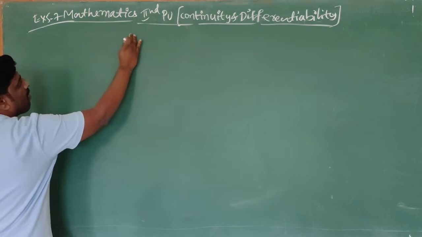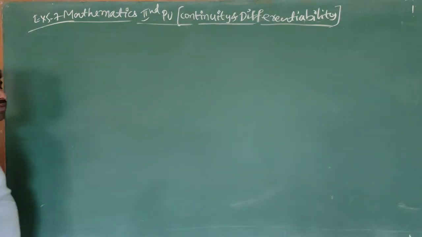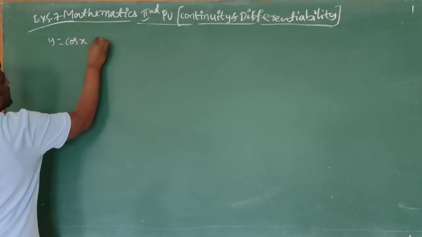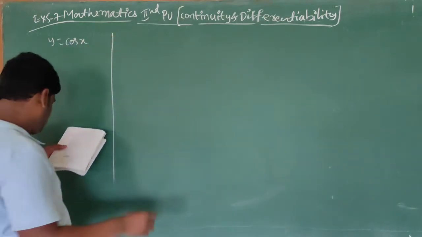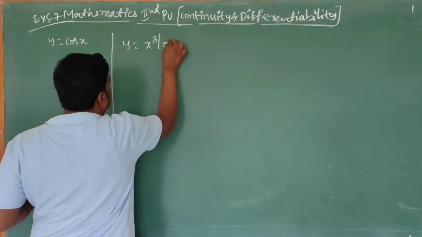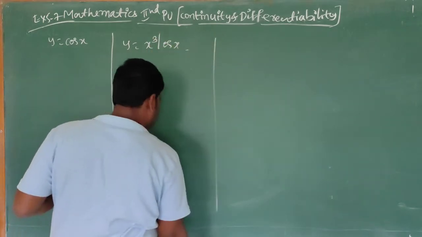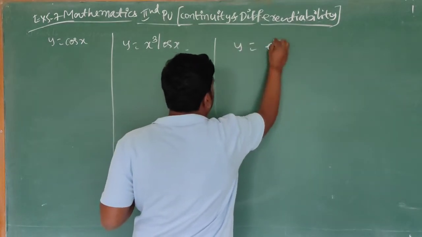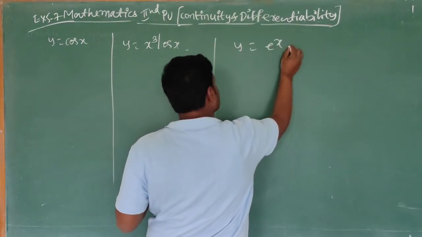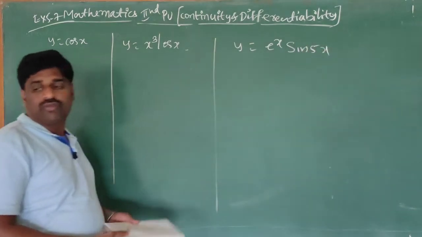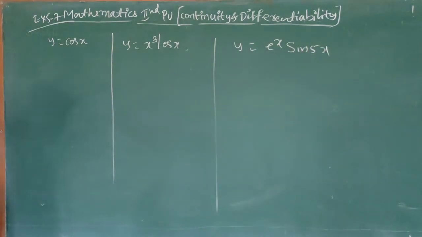Find the second order derivative of the following functions. So y is equal to cos x, y is equal to x cube log x, y is equal to e power of x sin 5x. Now we have to find the second order derivative of the following functions.